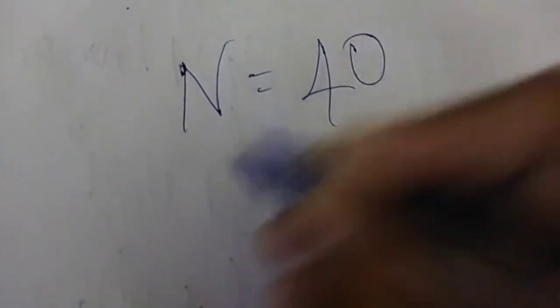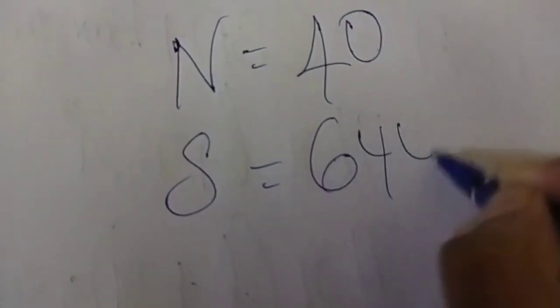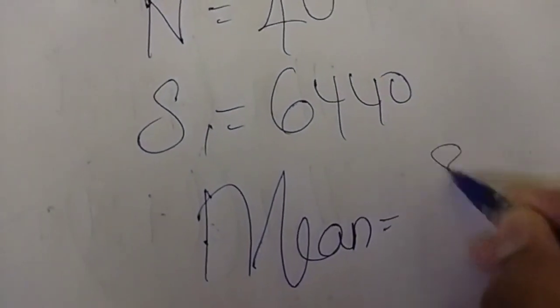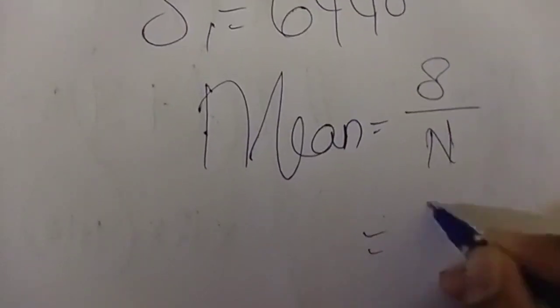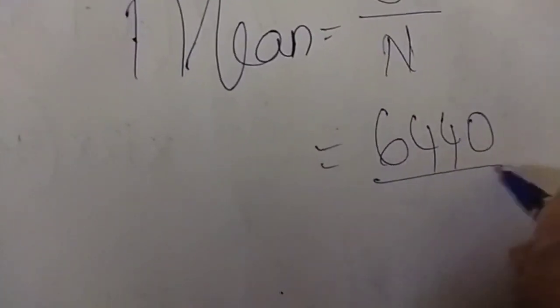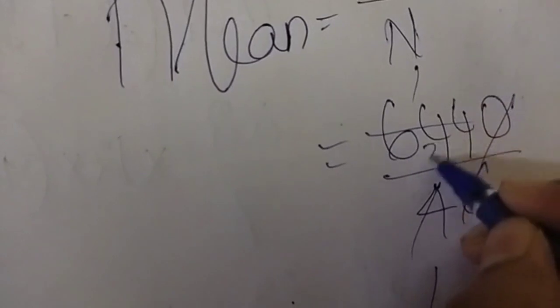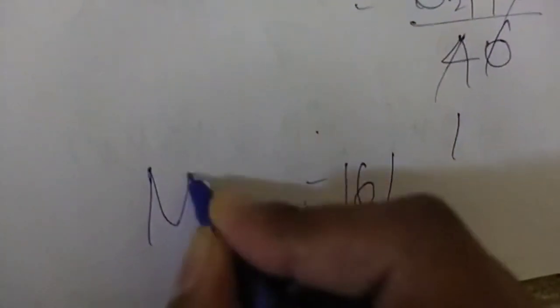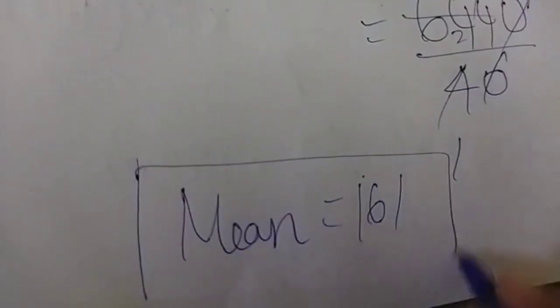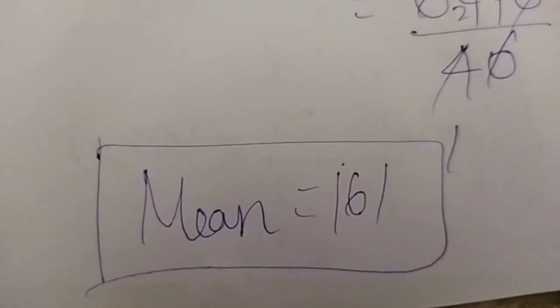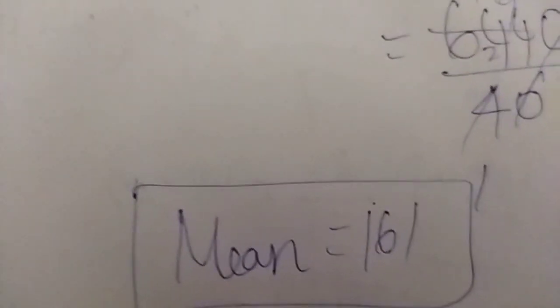The number of observations is the same, 40 only. So the sum is 6440. Mean is equal to sum by number of observations. So 6440 by 40. The zeros get cancelled one time, balance 2. 6 times 24, 1. So 161. So what is the mean of 40 observations? 161. They have wrongly taken it as 160, but the correct mean is 161. Let's go to next sum.